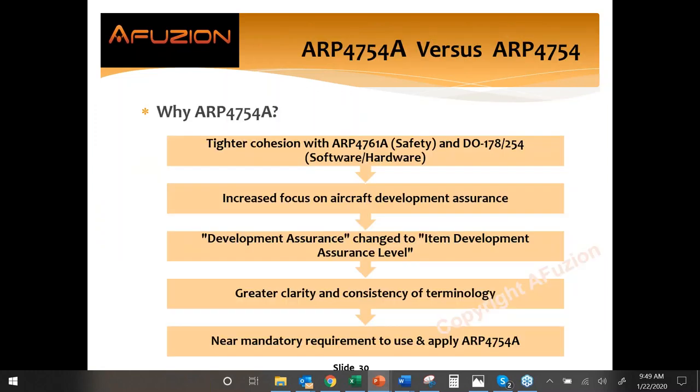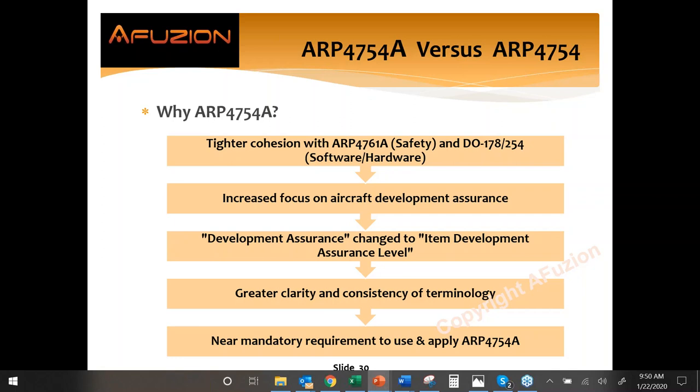Now, what's the difference with 4754A and the previous version of 4754? This is really important. The new version is now mandatory, and by the way, most of you in aviation, even in Europe, are using 4754A for military. Traditionally, Europe used defense standards on the military, European standards, but because of commonality, suppliers like Rockwell, Honeywell, Thales, Leonardo that are doing both commercial and civil, there's a growth of 4754A everywhere.